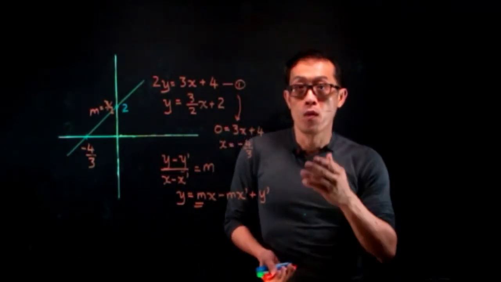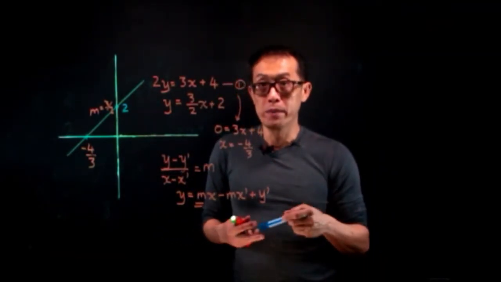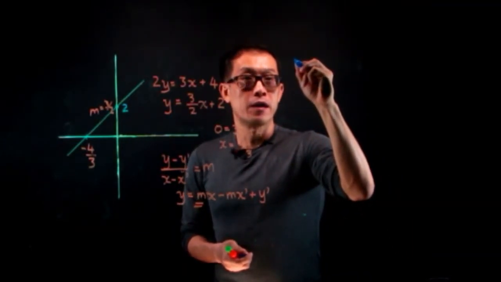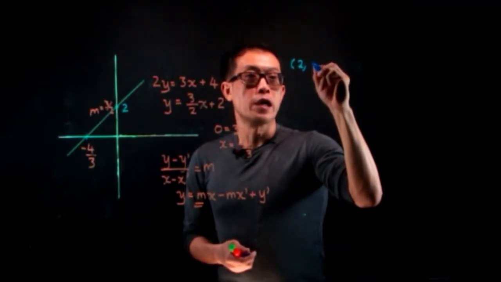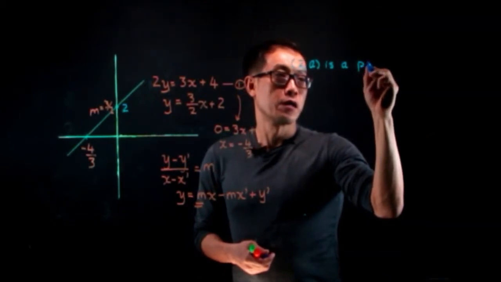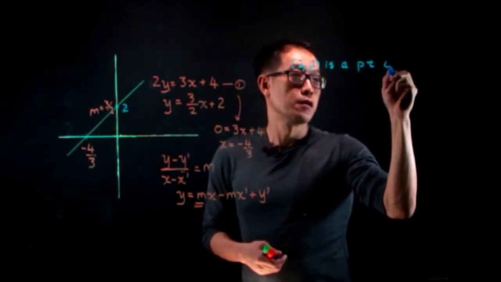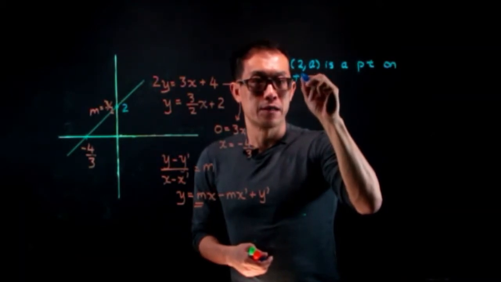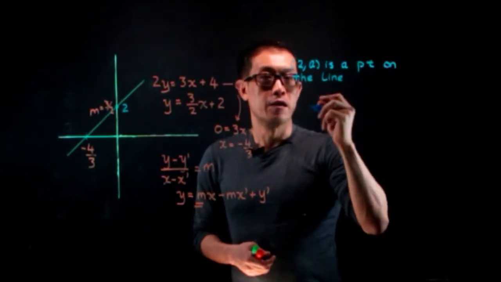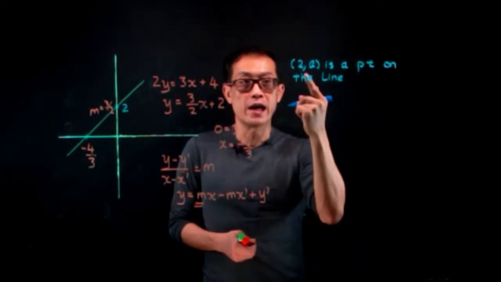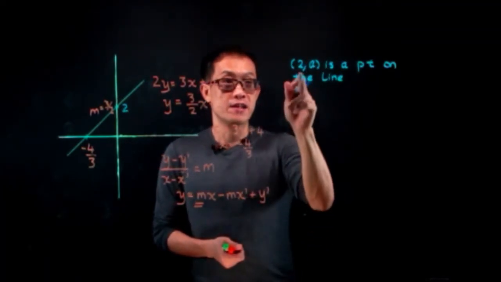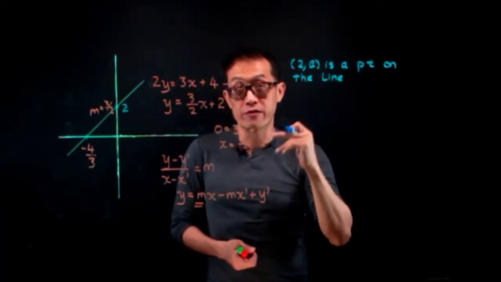Now, let's say we go a bit further. Now, let's say this point, (2, a), is a point on the line. All right. So, what is the coordinate of a? What is the value of a? This whole thing is a coordinate, all right? So what is the value of a?